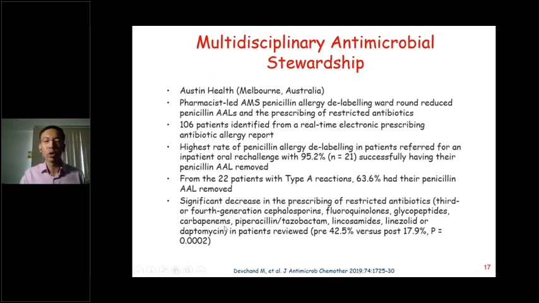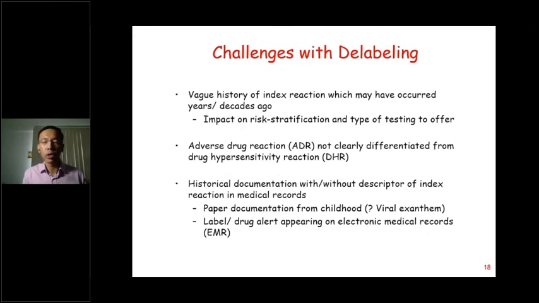And this just goes to show that these programs, if properly run, can be fairly successful in a well-constructed program setting. So then what are the challenges with delabeling if delabeling seems to be something which seems to be fairly successful?